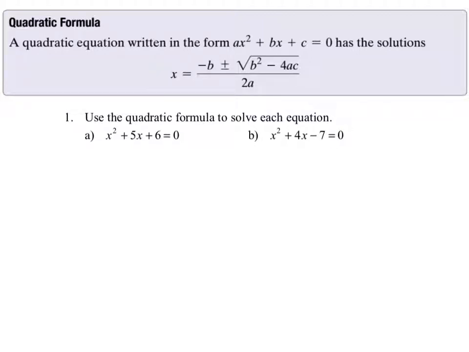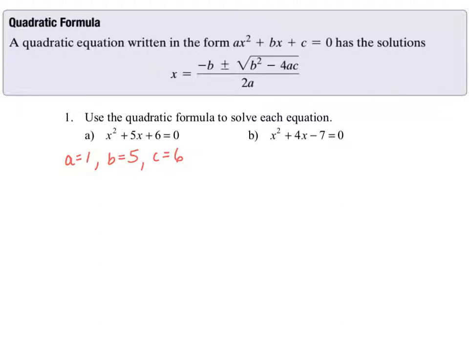Let's use the quadratic formula to solve each of these equations. We have each one in the form of ax squared plus bx plus c equals 0, so we identify the values of a, b, and c and plug them into the quadratic formula. In the first example, x squared plus 5x plus 6 equals 0, a is the coefficient of the x squared term, which is 1, b is the coefficient of the x term, which is 5, and c is the last constant, which is 6.